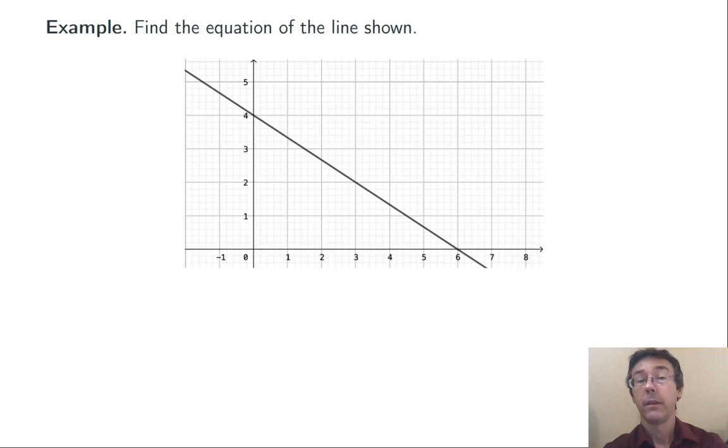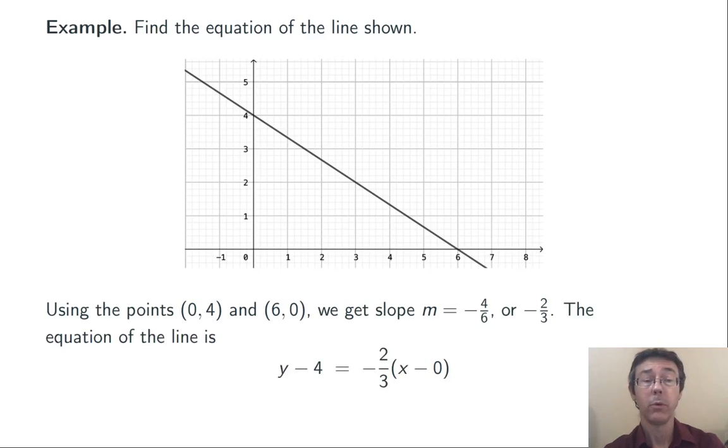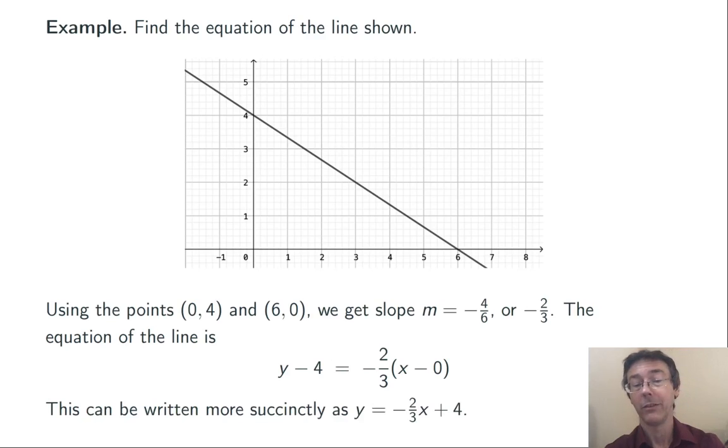Here's another example. Find the equation of this line. So we're going to pick 2 points on the line. There's many choices. I'll use (0, 4) and (6, 0). And then we're going to compute the slope. Once we have the slope, we'll use point slope form using any one of those points that we can identify on this line. Here, the rise is negative 4 and the run is 6. So the slope is going to be negative 2/3. I'll use point slope form using the point (0, 4). y minus 4 equals negative 2/3 times x minus 0, or y equals negative 2/3 x plus 4.